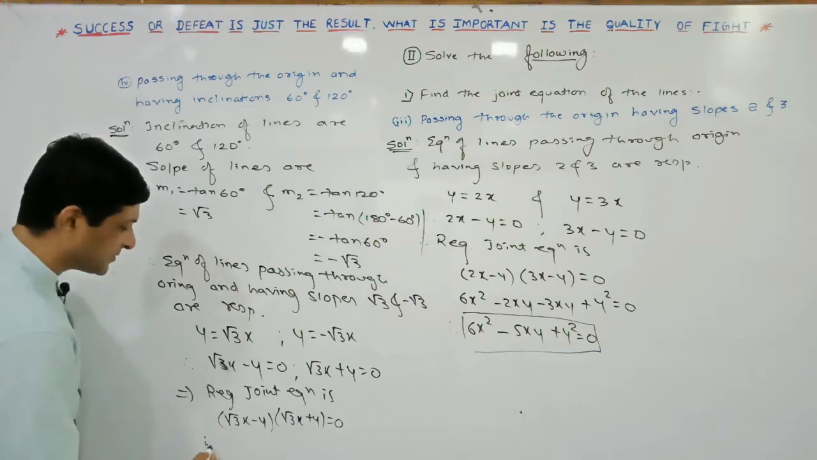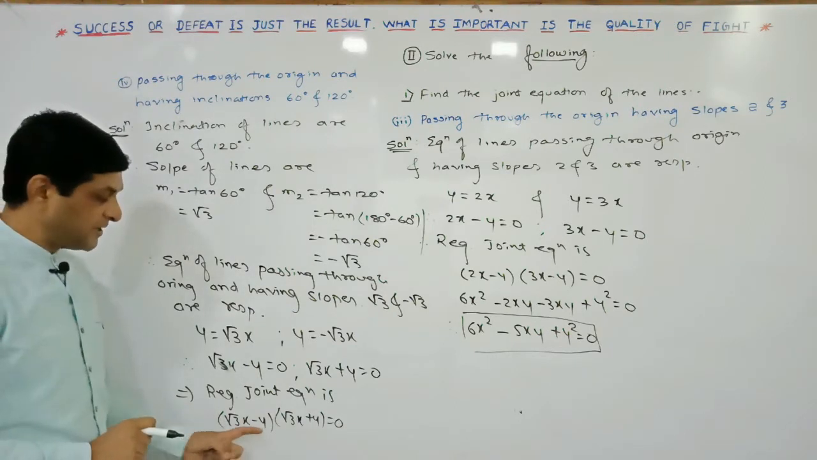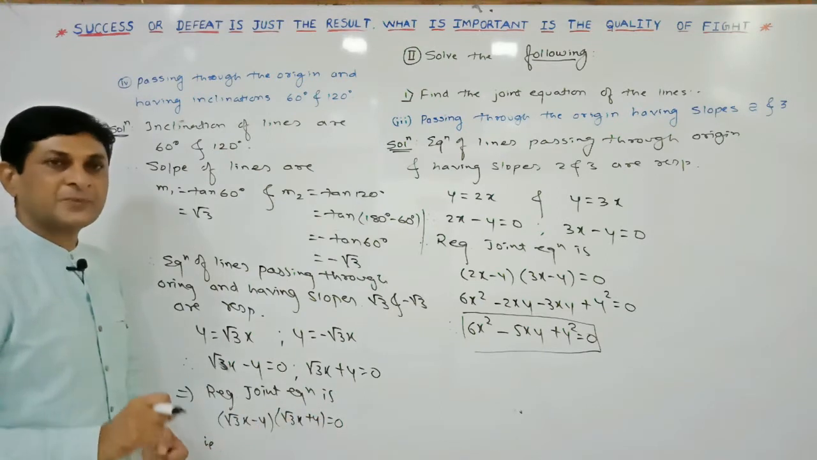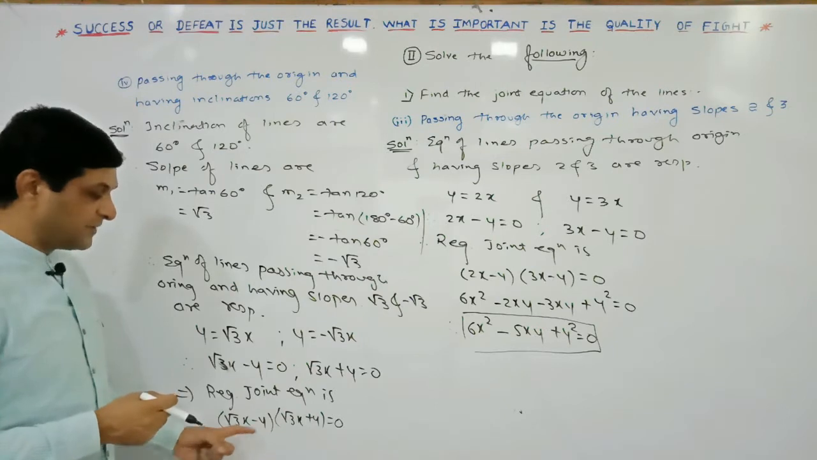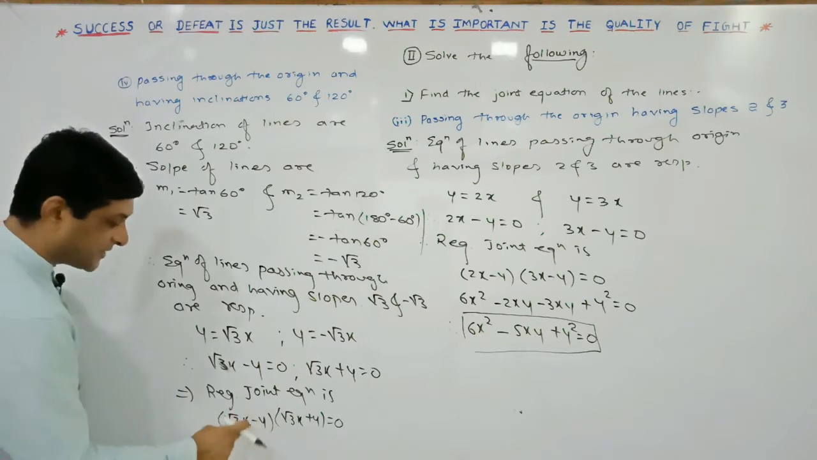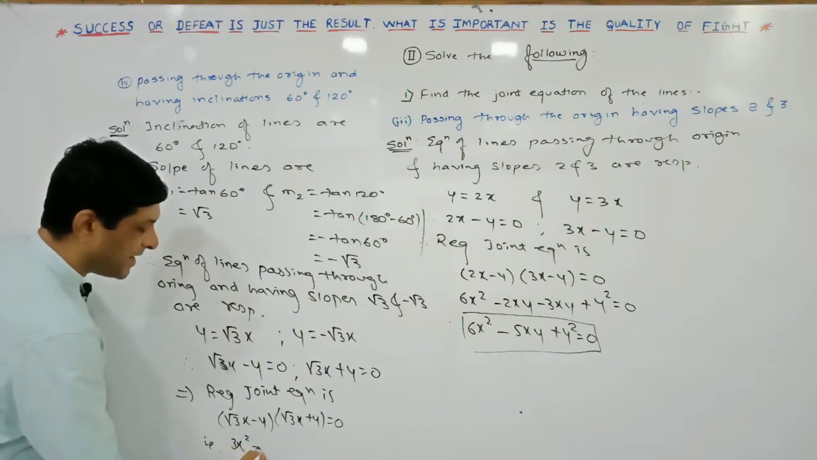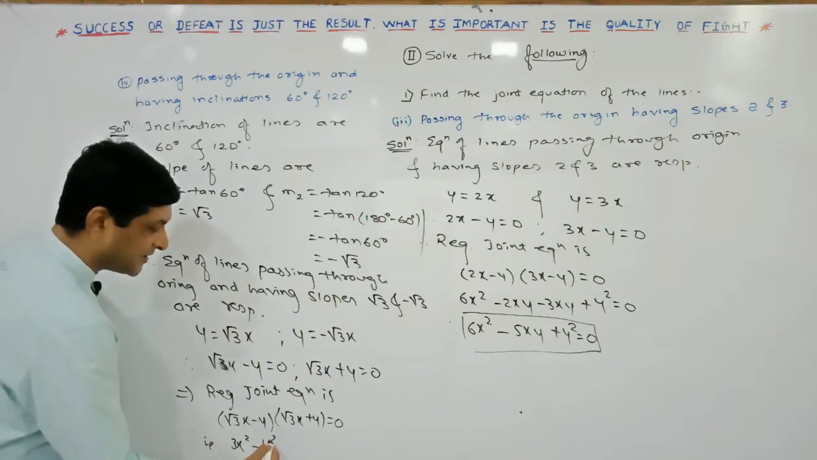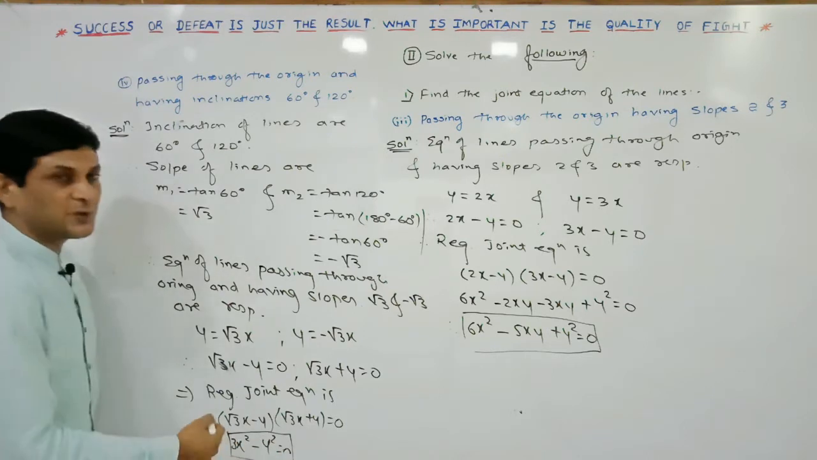So see what we will get here. If you observe both the equations, they are in the form of a minus b into a plus b. If the equations are in this form, at that time their product will be equal to what? a square minus b square. a square means what is the square of root 3x? It will be 3x square minus b square, means y square, is equal to 0. In this way, we have got our required joint equation.